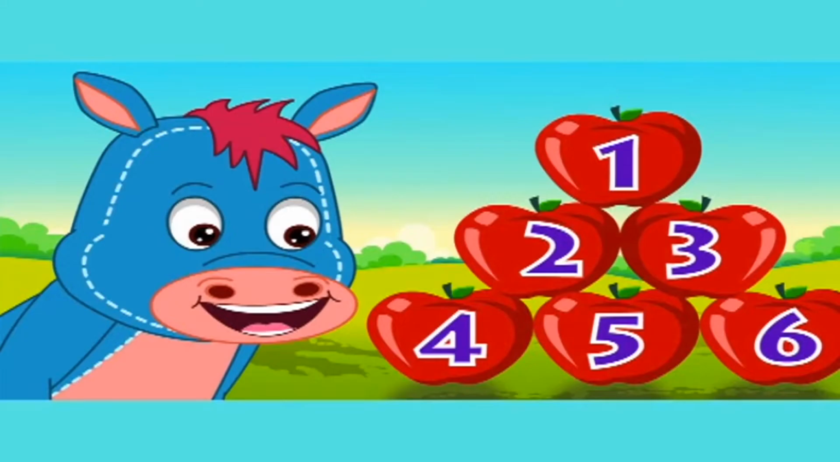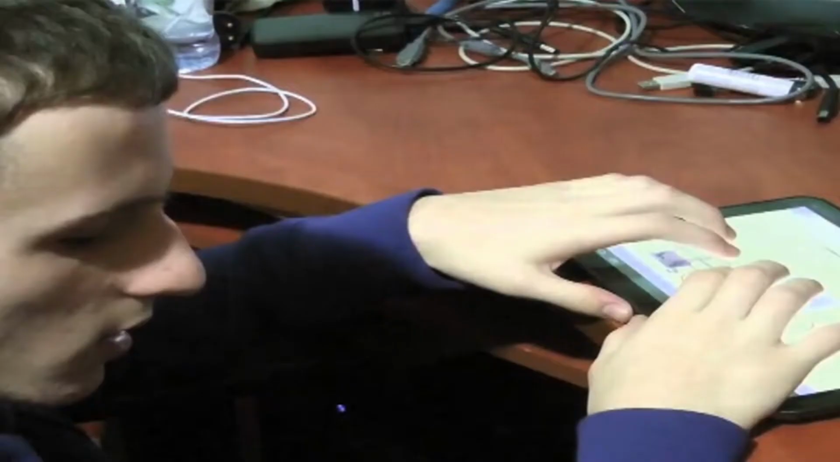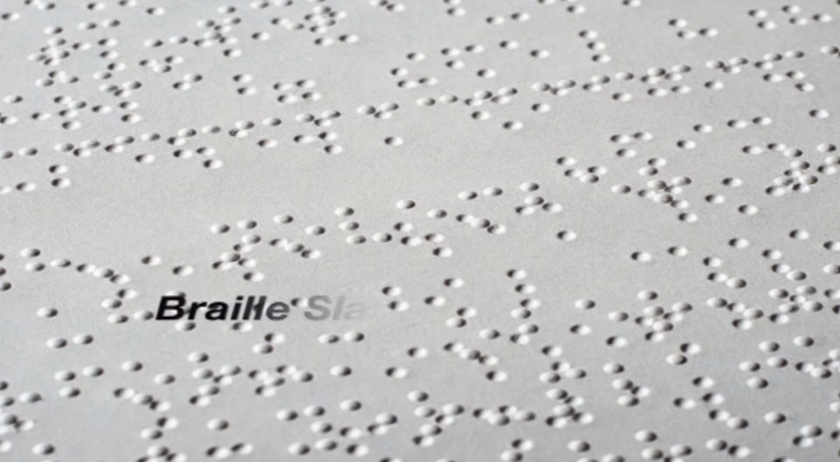The number one point is that there are 63 ways to combine the 6 dots that make the Braille. The numbers 1, 2, 3, 4, 5 and 6 are used for easy reference when talking about what keys to press on the Braille writer or what indentations to press on the Braille slate.